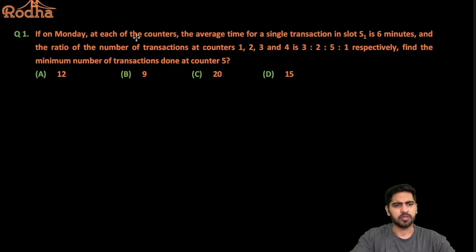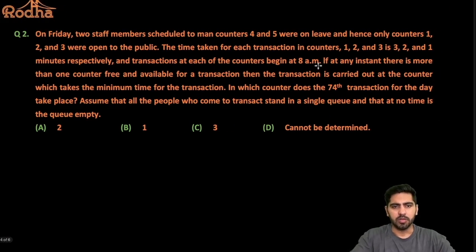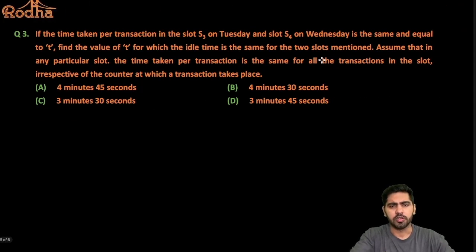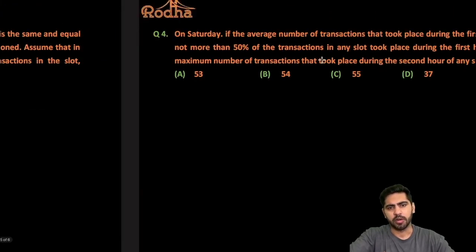Let's start with the first question, or maybe I'll just run through all the questions so that you can pause the video and solve this particular set. So the first question is, if on Monday at each of the counters the average time in slot 1 is 6 minutes and the ratio of the number of transactions at counters 1, 2, 3, 4 is this much, find the number of transactions done at counter 5. This is question number 2, we'll come to these one by one. You can pause the video and take a screenshot of the questions and attempt them. This is question number 3 and this is question number 4. So it's a 4 question set.